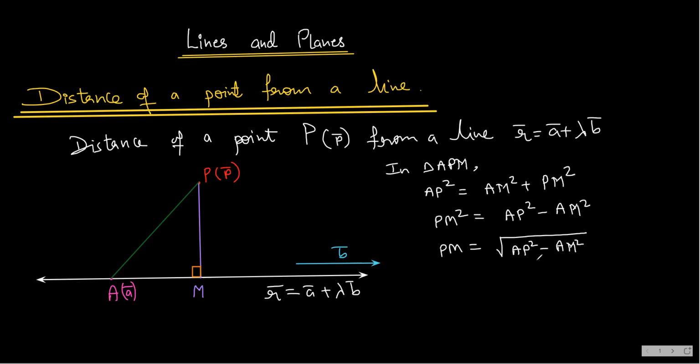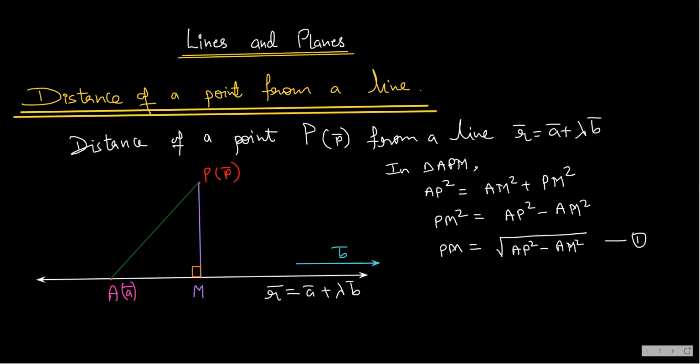You know, this is positive without any second thought. Why? Because PM is the length. So don't think that if you are taking square root, so you write plus minus. No, no negative. It's all positive. So this is what we are going to do.